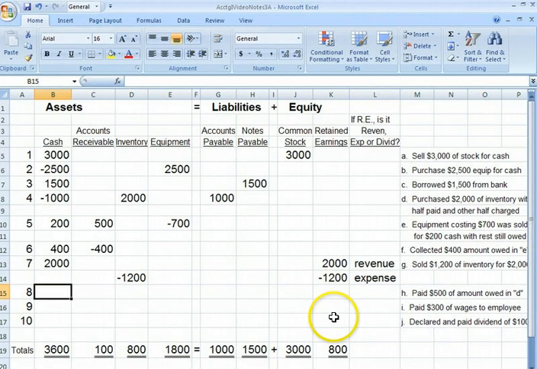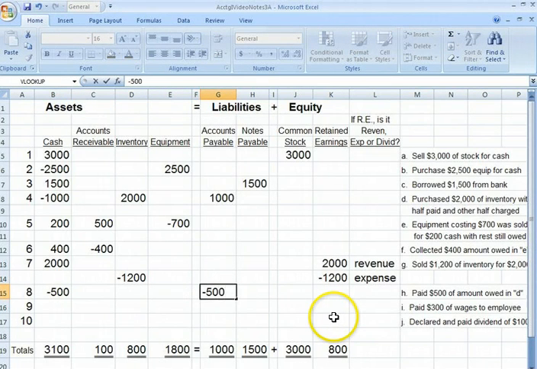Transaction number 8, let's assume we paid $500 of the amount owed in transaction D. I write out a $500 check. That makes cash go down. The amount owed in transaction D was put in the accounts payable account, so there's no interest associated with it. But once I pay that person $500, their claim against me is no longer the $1,000 that I owed them, but their current claim against me is now just the other $500.